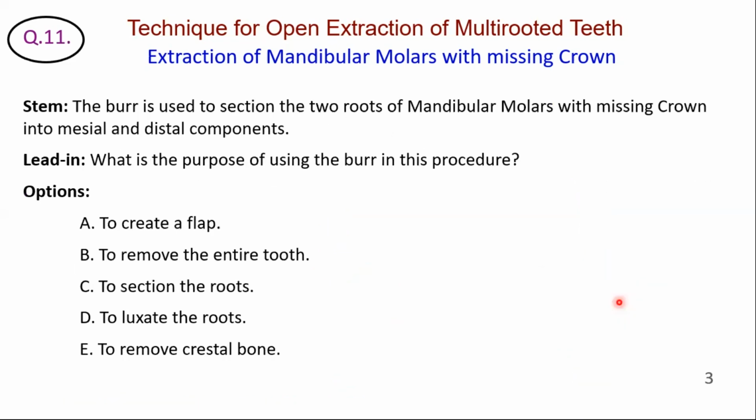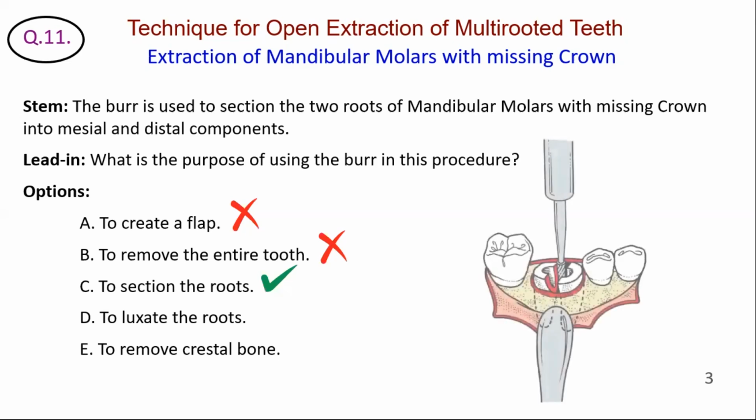The burr is used to section the two roots of mandibular molar with missing crown into mesial and distal components. What is the purpose of using the burr in this procedure? This is done with a different tool. This is not the direct purpose of the burr in this context. This is the correct answer. The burr is used to divide the roots into mesial and distal components. As in this figure, a burr is being used to section the tooth into two individual roots.